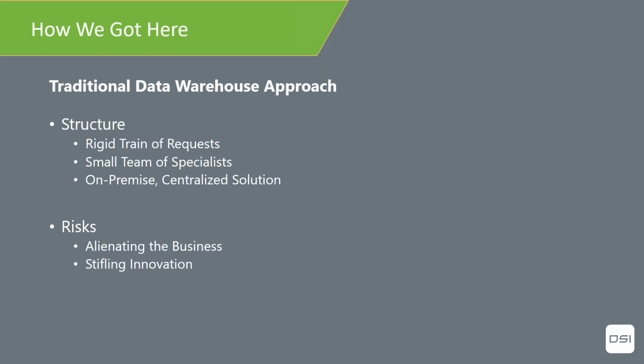So how did we get here? Way back in the 90s, when business intelligence and data warehousing was really popular, that's where the traditional data warehouse approach originated and became quite popular with organizations. But it's a very structured development environment. You have a rigid train of requests, in the sense that everything goes through a formal requirements process. Everybody fills out the requirements documents, they put together formal project plans, and you go through basically a waterfall approach in building out your traditional data warehouse.